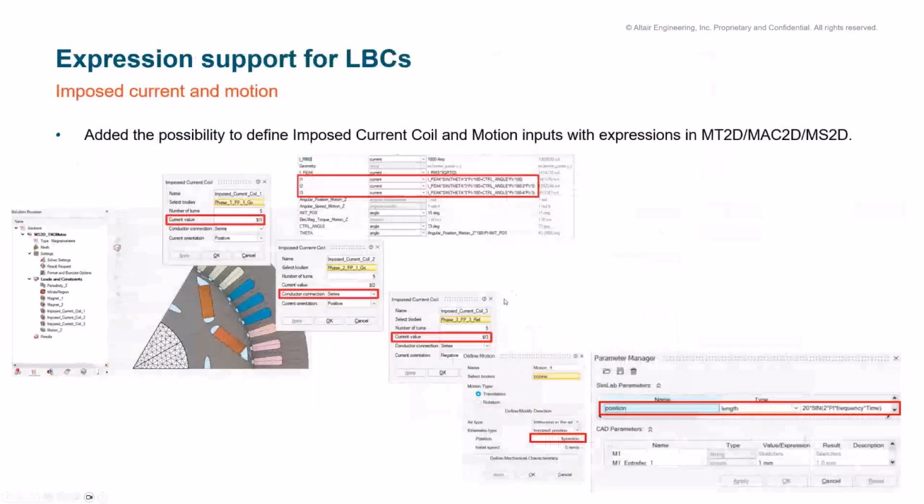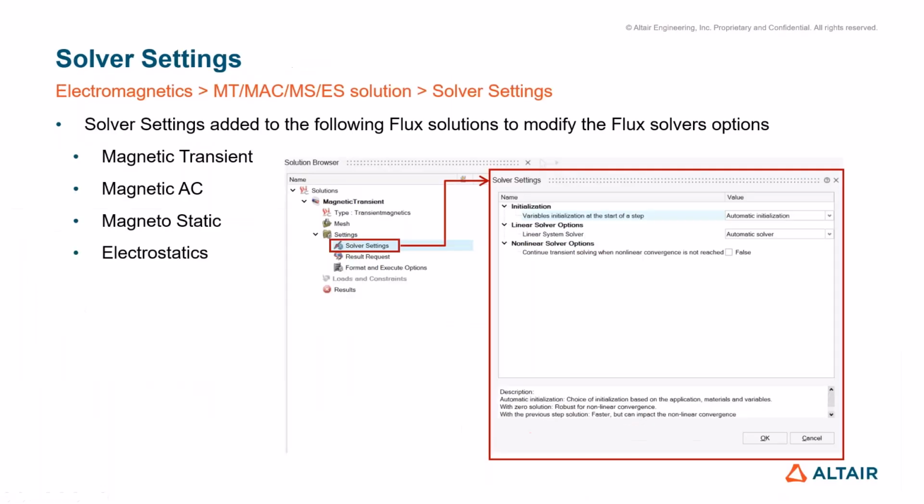Advanced boundary conditions are also available considering extraction, for example, in 2D. You can see the position now that is defined as extraction, depending on other parameters, so frequency and time, as we were used to do within Flux. So by popular demand, the Flux solver settings are also visible in the SimLab solution and can be changed. User can set the initialization type and the linear and nonlinear solver to use in the simulation. So this is a very big improvement also.